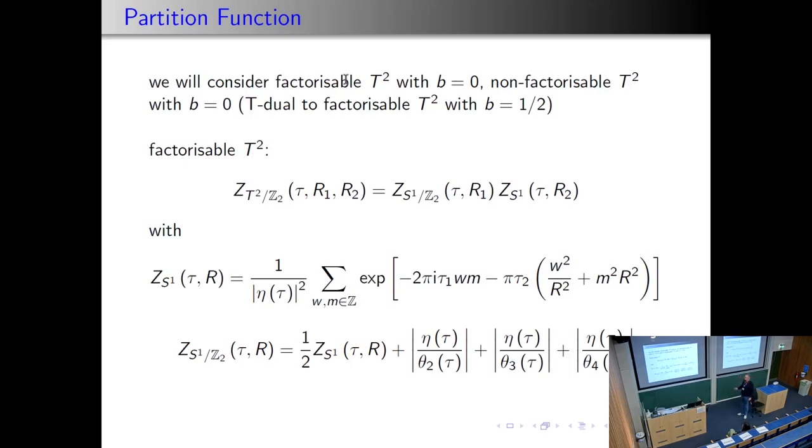So the factorizable one is very easy. It's just the product of a circle compactification and an orbicircle compactification. So when you compute the partition function, that is just the product of the circle partition function and the orbicircle partition function. The circle partition function is here. Here's the moduli dependence and the sum over windings and momenta. And the orbicircle is here, again 1/2 times the circle because of this insertion of 1/2 plus 1/2 theta. And this is a term, now written explicitly, which doesn't depend on the radius of the orbicircle. So that's the twisted sector and insertion. Okay.